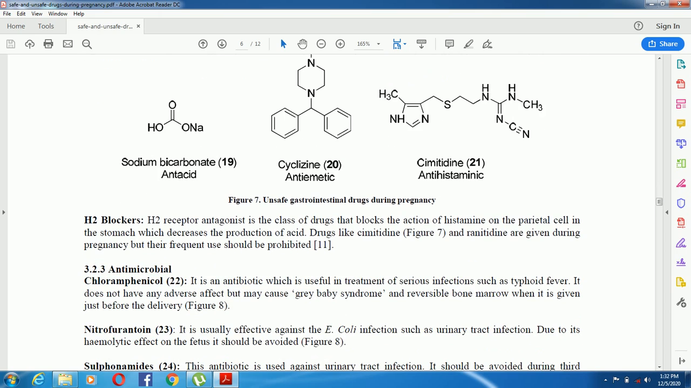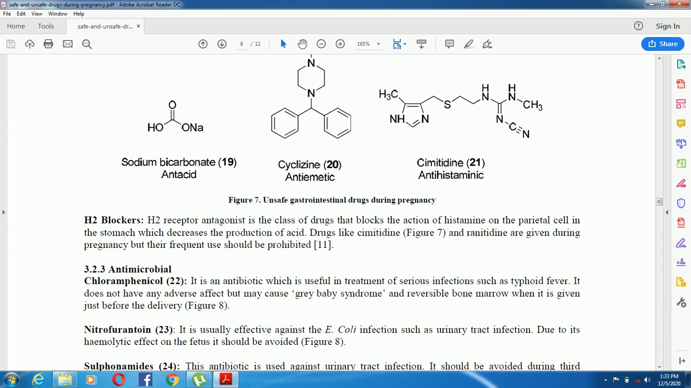Now come to H2 blockers, or H2 receptor antagonists. An H2 receptor antagonist is a class of drug that blocks the action of histamine on the parietal cells in the stomach, which decreases the production of acid. Drugs like cimetidine, which is shown in figure 7, and ranitidine are given during pregnancy, but their frequent use should be prohibited. H2 receptor antagonists like cimetidine directly block the action of histamine.